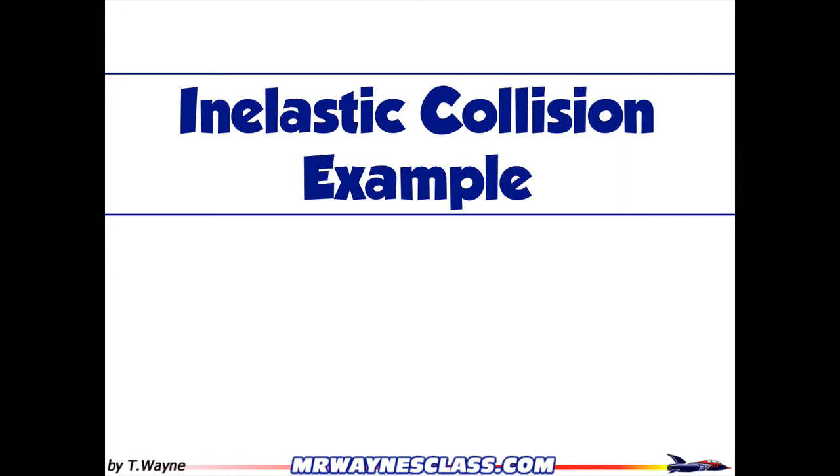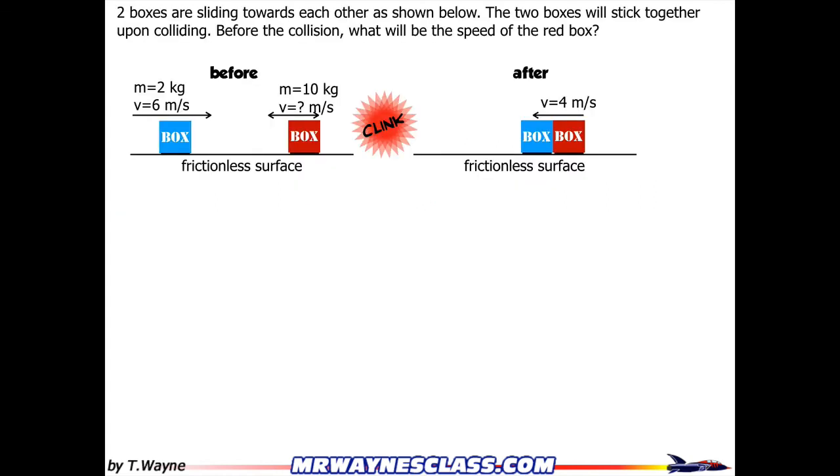Inelastic collision example. Two boxes are sliding towards each other as shown below. The two boxes will stick together upon colliding. Before the collision, what will be the speed of the red box?